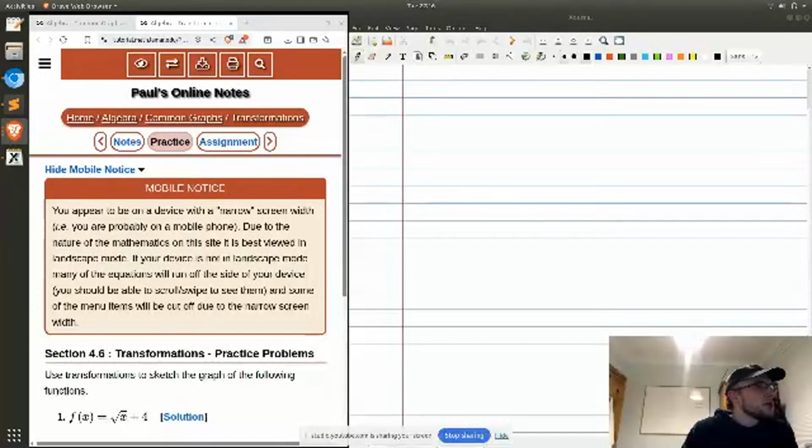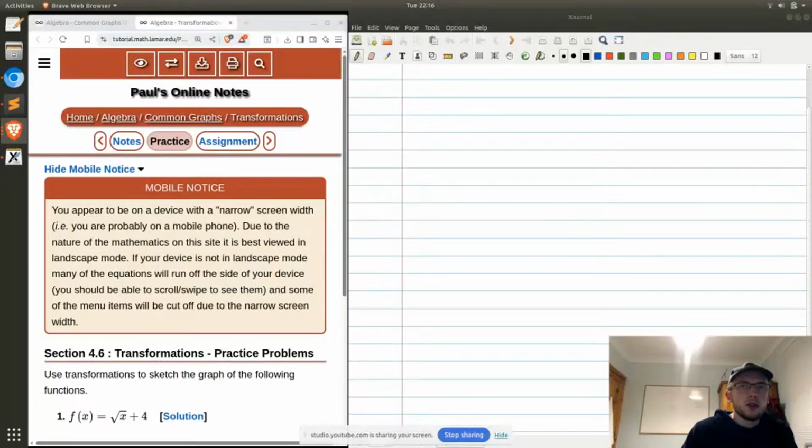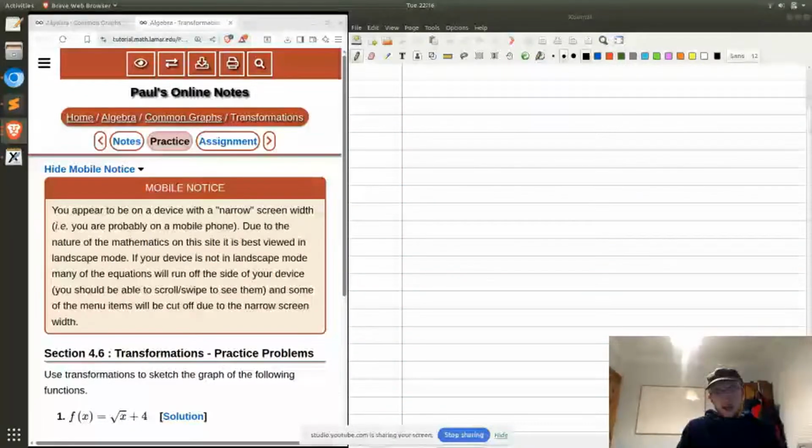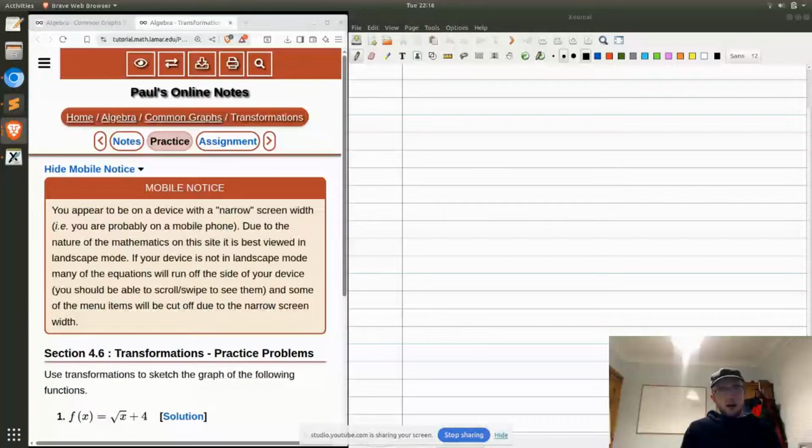Paul's Online Notes, common graphs, transformations. Turning a base graph, like a quadratic, which is a U shape, which is a parabola, into some other similar looking graph in a sequence of finite steps. Let's go.